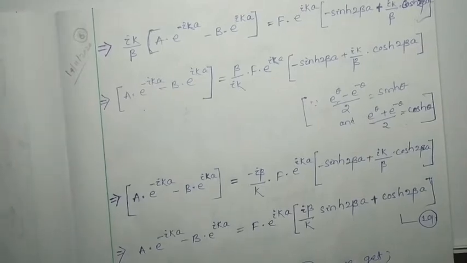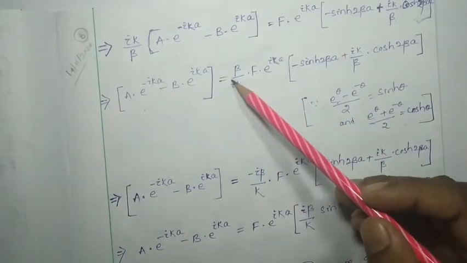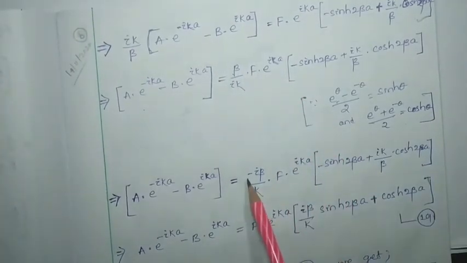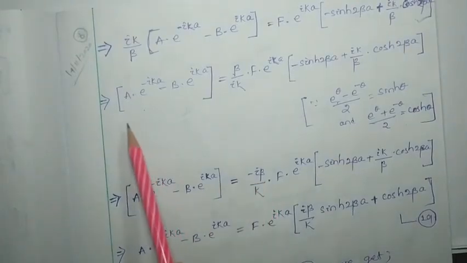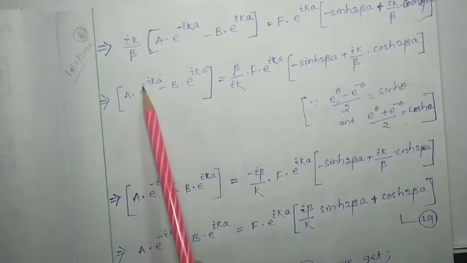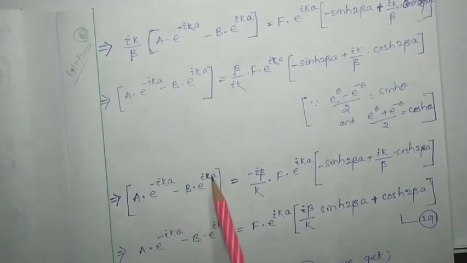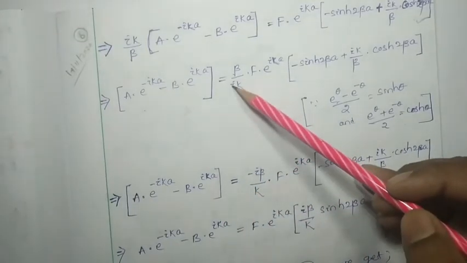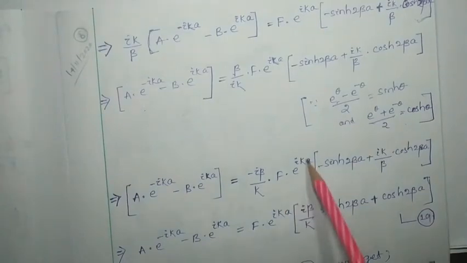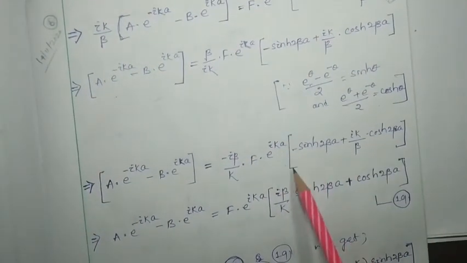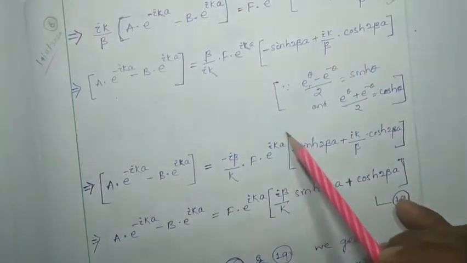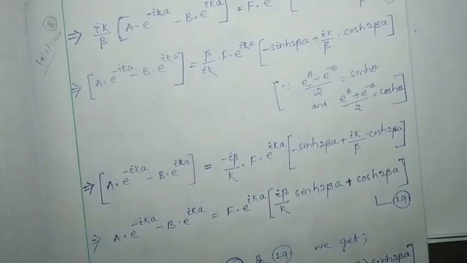Then here you can see i is in the denominator. If this i is moved to the numerator, then it will be minus i. Okay, so the left hand part is written, nothing changed here: A e to the power minus ik minus B e to the power plus ik is equal to, with i taken to the numerator, minus i beta by k into f into e to the power ika whole into whatever this term is, the same has been written over here. Okay, next.